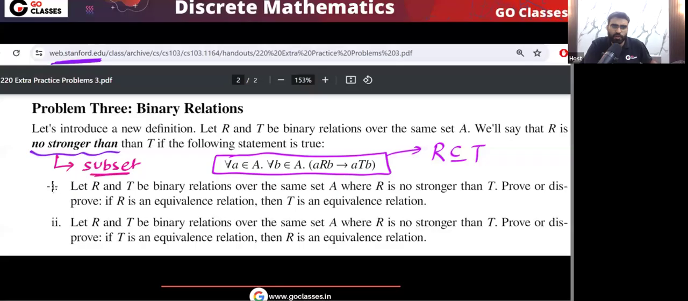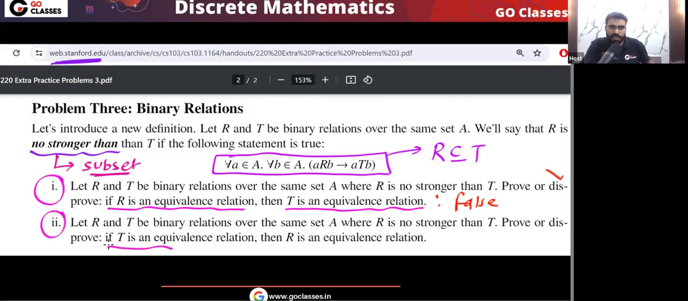Now two statements are given to you. Prove or disprove. If R is an equivalence relation, can I say its superset will be an equivalence relation? This statement is actually false. We have already seen. What about statement 2? If T is an equivalence relation, then can I say its subset will be an equivalence relation? That is also false. Okay, we have already seen.